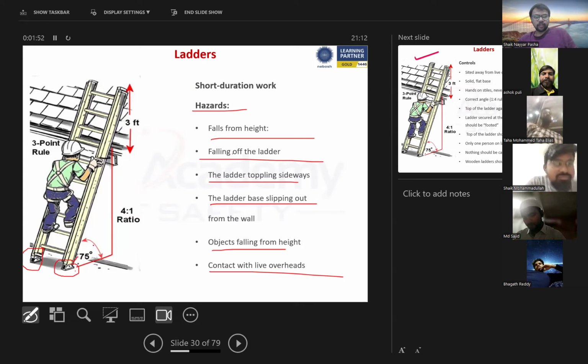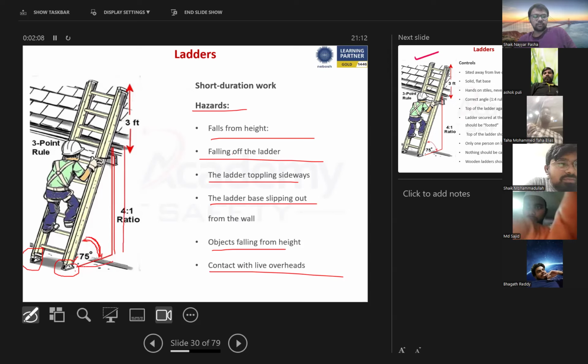That is one thing. And always maintain a 75 degrees angle of the ladder. If you are unsure about the angle, simply maintain a 1:4 ratio. It means if this is 4 meters, then this should be 1 meter. If this is 8 meters, this should be 2 meters. If this is 12 meters, this should be 3 meters. That is called the 1:4 ratio, or you can maintain a 75 degrees angle.